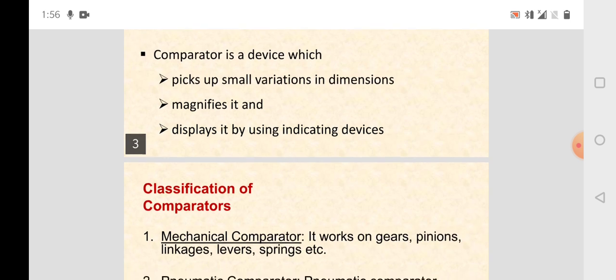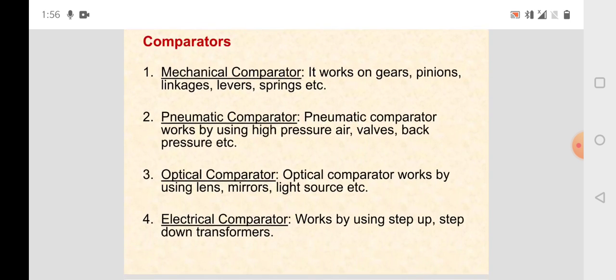Then there is the classification of comparators, as I have already told you: mechanical comparators, pneumatic comparators, optical comparators, and electrical comparators. All these four types have their pros and cons, meaning advantages and disadvantages.